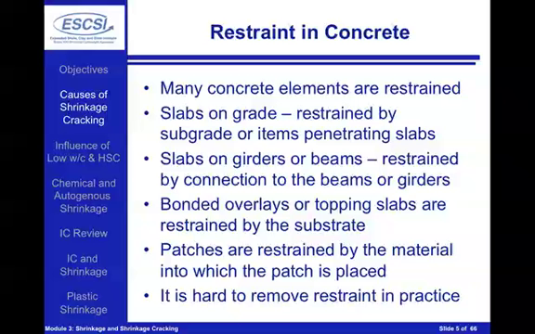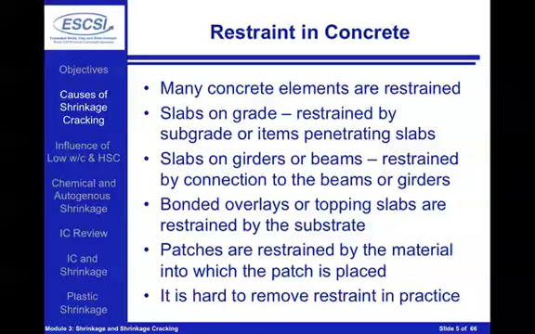Now, many concrete elements are restrained. This could include slabs on grade that would be restrained by subgrade or items that penetrate the slab, like columns or walls that come through the slab. Slabs on girders or beams are going to be restrained by their connection to the beams and girders, and in many cases, to make the structure more efficient, we try to tie the slab to the girder to get composite action. Things like bonded overlays or topping slabs are going to be restrained by the substrate.